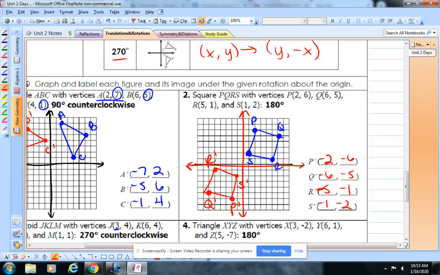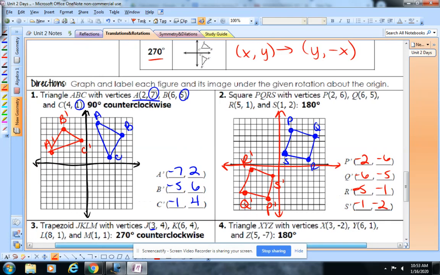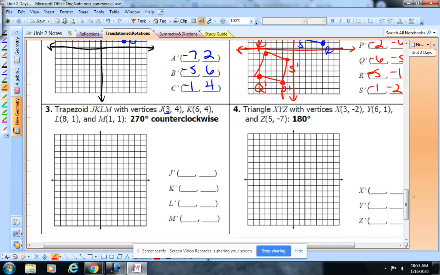Let's do one more, and then I'll let you do your practice. And I'm not even going to graph them. Is that okay with y'all? I trust that y'all can learn how to graph by now. I just want to do the coordinates for number 3. Is that okay with you guys?